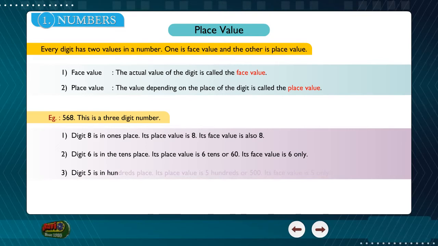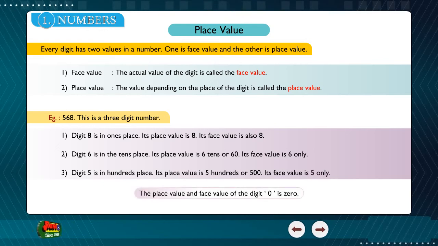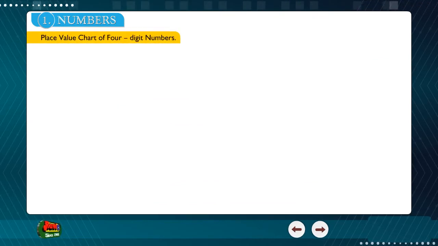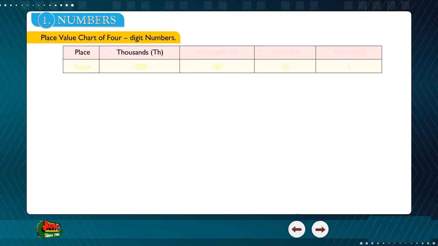3. Digit 5 is in hundreds place. Its place value is 5 hundreds or 500. Its face value is 5 only. The place value and face value of the digit 0 is 0. Place value chart of 4-digit numbers. Place: thousands, hundreds, tens, ones. Value: 1000, 100, 10, 1.